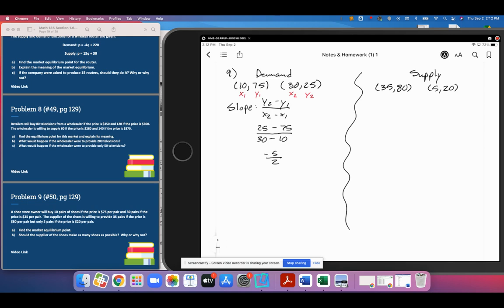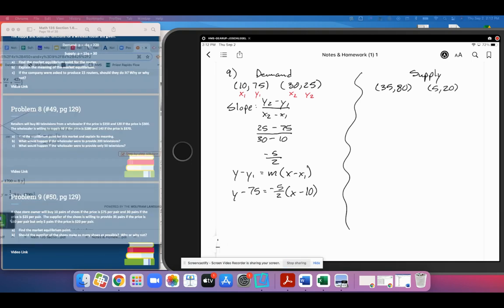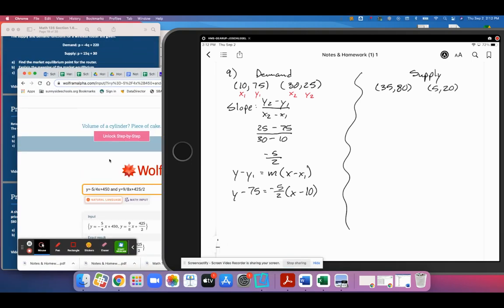So now we can go on to our point slope form, and we've got y minus y1 equals m times x minus x1. And so y minus y1 is 75. Slope is negative 5 over 2 times x minus x1 is 10. As usual, we're going to give that to Wolfram, see what we get back as an alternate form.